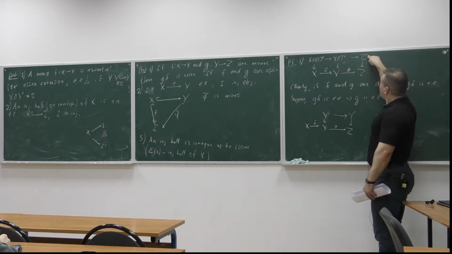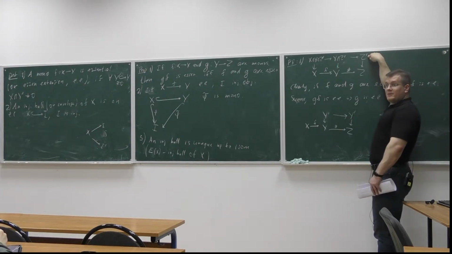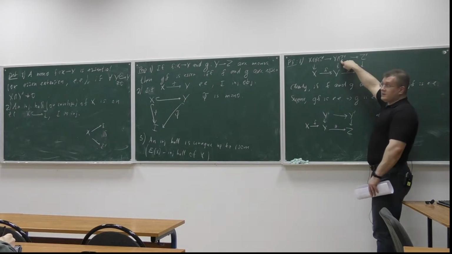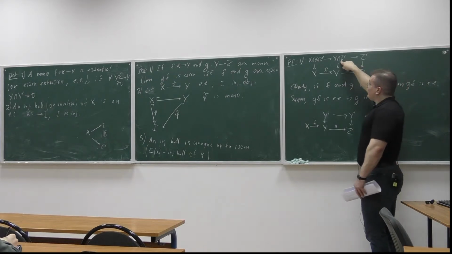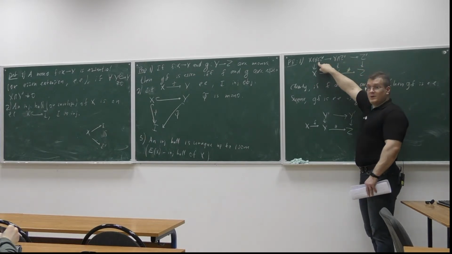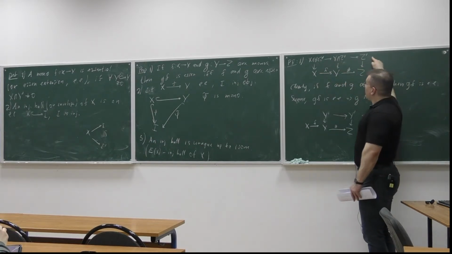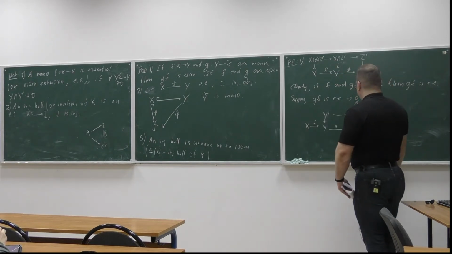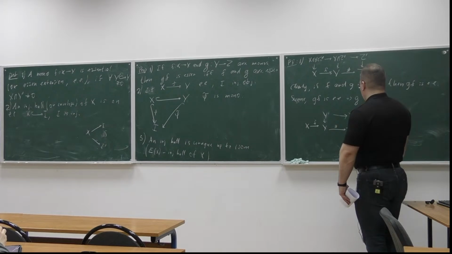Well, take a non-zero z prime here. Suppose this is not an essential extension, so then this intersection is 0. But then this intersection is 0. But if this is a pullback and this is a pullback, the rectangle is also a pullback.